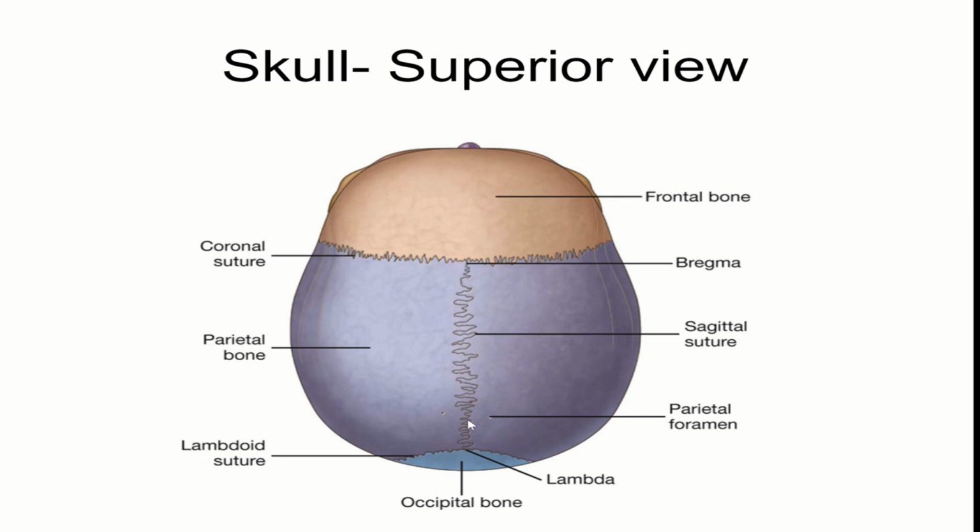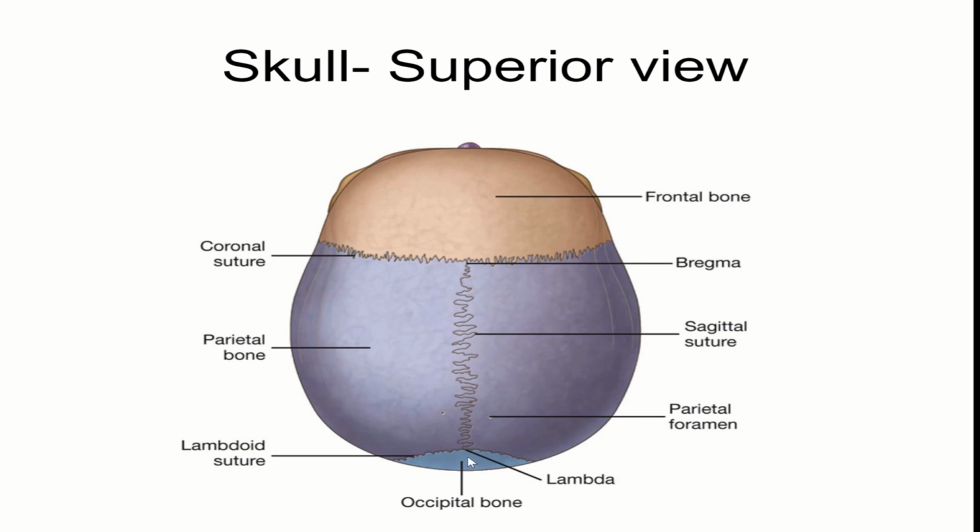Then we have the sagittal suture. This connects both sides of the parietal bones. So we have two parietal bones, and those get fused through the sagittal suture. Then we have the lambdoid suture, which connects the occipital bone to the parietal bones, and you can see that one there right at the base of the skull.